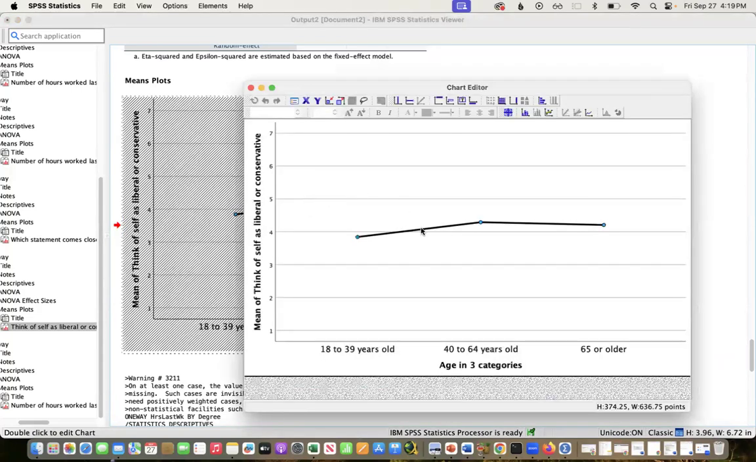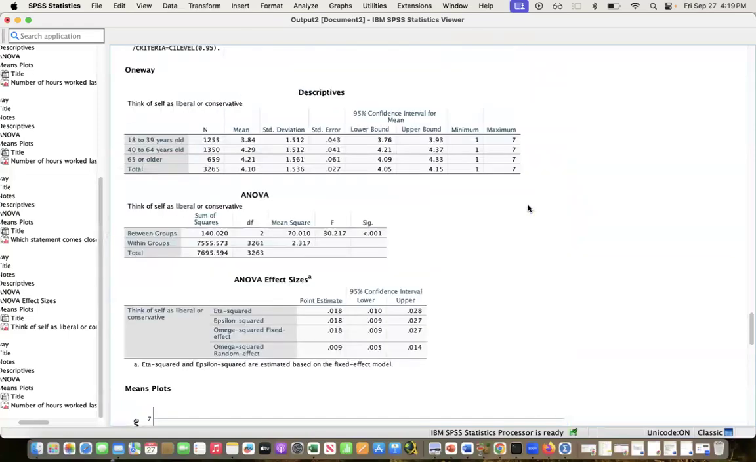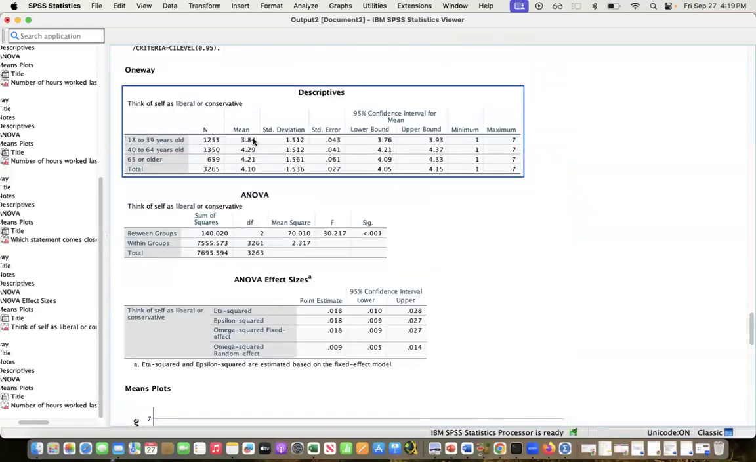Let's get rid of that line too. So again, their averages are not hugely different, but especially now that you can see the whole scale, if this is moderate, we can see the younger folks are leaning liberal and the older folks are leaning conservative. And these two aren't very different. And we can see that here as well, right? 3.84 versus 4.21 and 4.29.